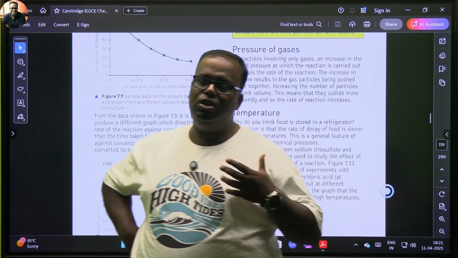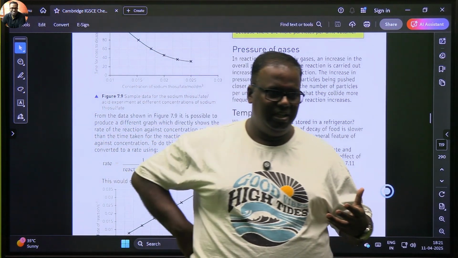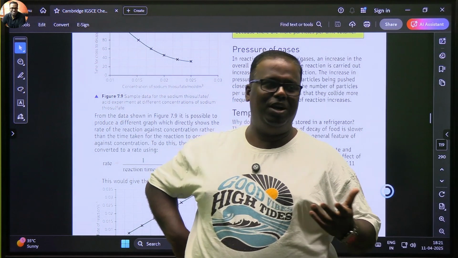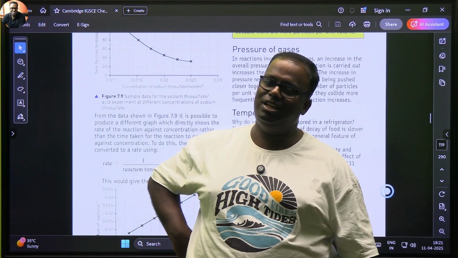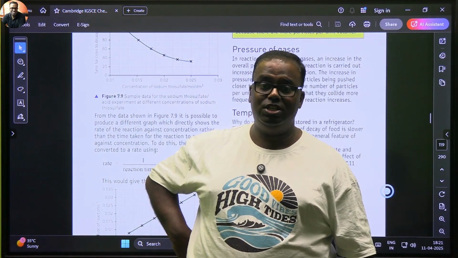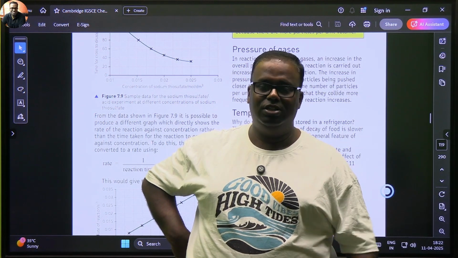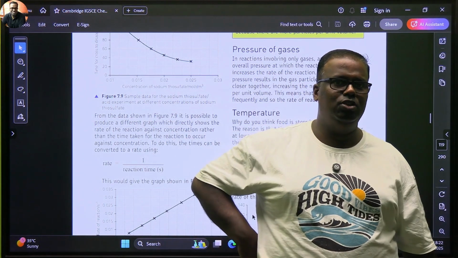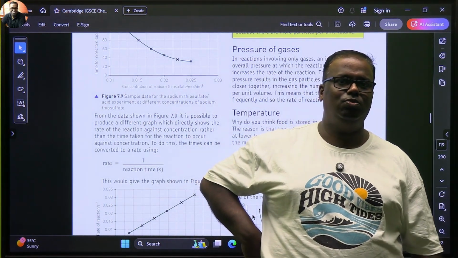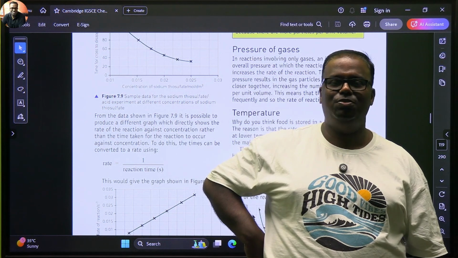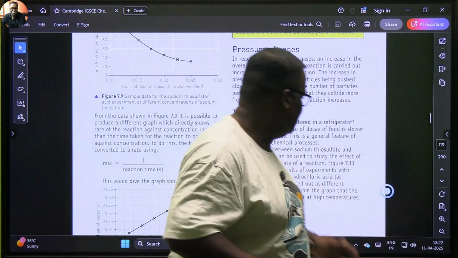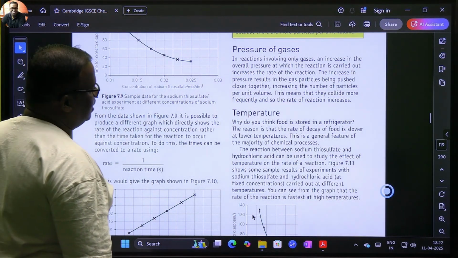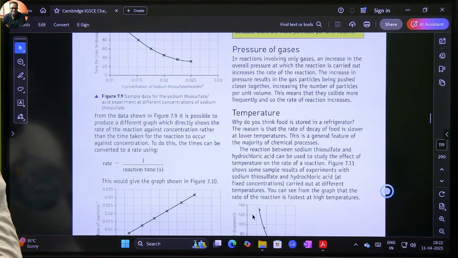When a particular food material gets stale, that is also a chemical reaction. See, so interesting. Listen to me. A food particle getting stale is basically a chemical reaction. That means when collisions are more, the reaction happens faster. That's why you keep it in the refrigerator. You are reducing the temperature. So the chances of collisions have come down. So the chances of reaction also come down. So we read it. It says, why do you think food is stored in a refrigerator? The reason is that the rate of decay of food is slower at lower temperature.